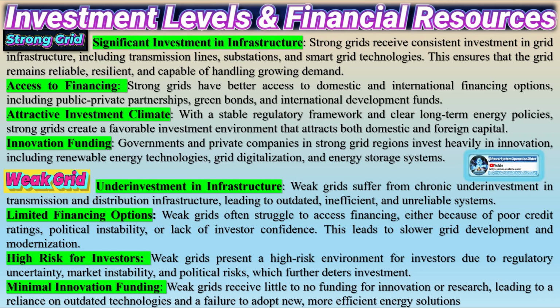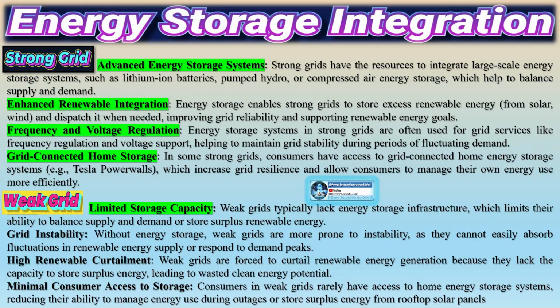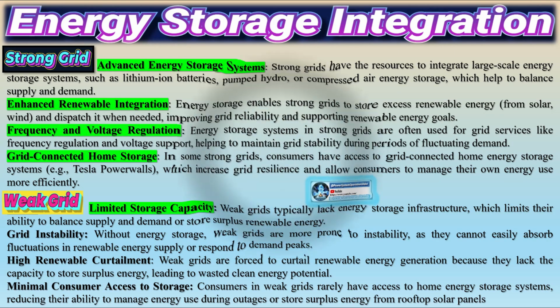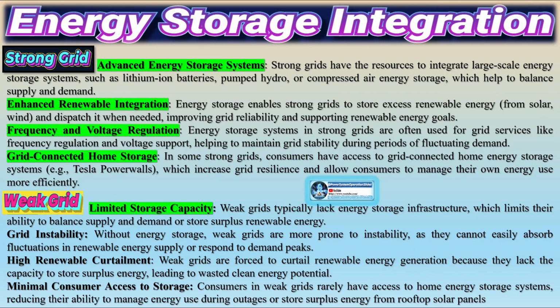Strong grids incorporate a wide range of energy sources, including fossil fuels, nuclear, hydro, wind, solar, and geothermal. This diversification provides energy security and reduces dependency on a single source. Strong grids have the ability to integrate large amounts of renewable energy while maintaining stability, thanks to grid upgrades, storage technologies, and efficient grid management practices. Strong grids tend to have robust domestic energy production and, when necessary, trade energy with neighboring countries to secure supply in times of shortage.